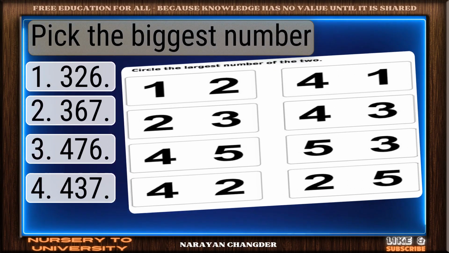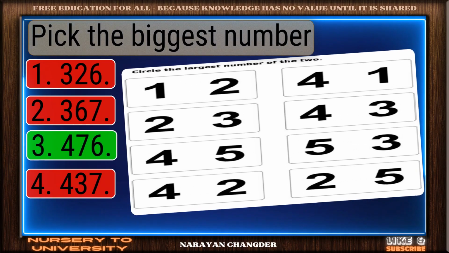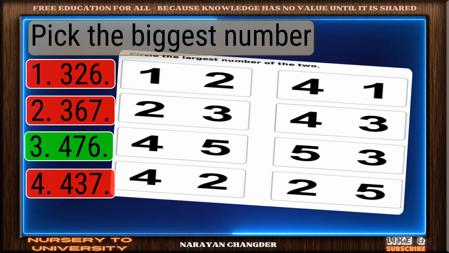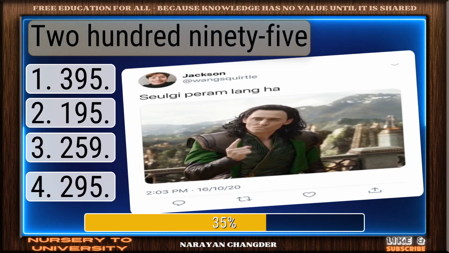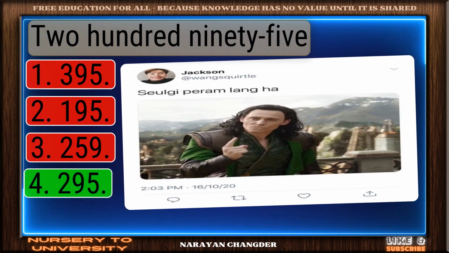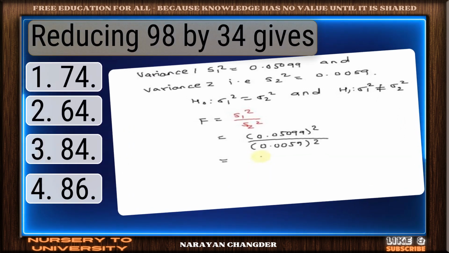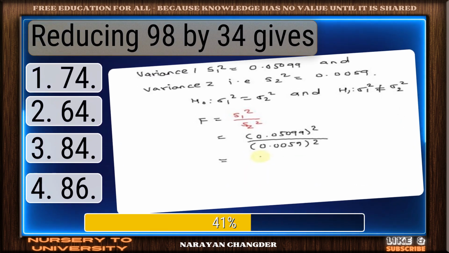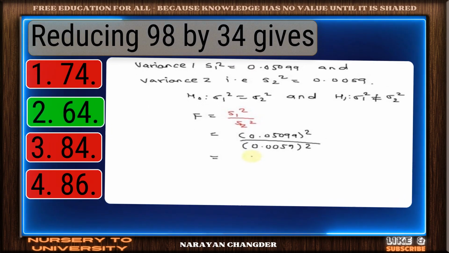Pick the biggest number. You got it? Your choice 476 is right. 295. Smart pick. 295 is the correct choice. Reducing 98 by 34 gives. Bravo. 64 is the answer.